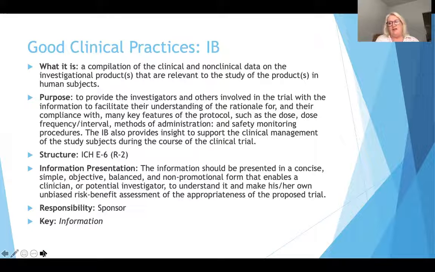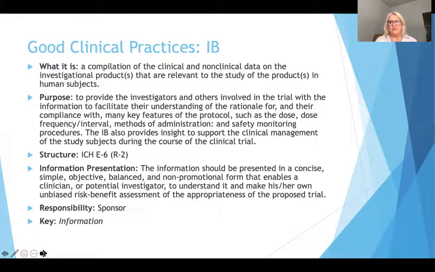The information conveyed in this should be provided in a concise, simple, objective, balanced, non-promotional manner. I heard one trial medical officer one time say, well, we put everything in there, so we covered all the bases. The problem was that the investigator brochure was 145 pages, and clearly no one was going to read that amount.